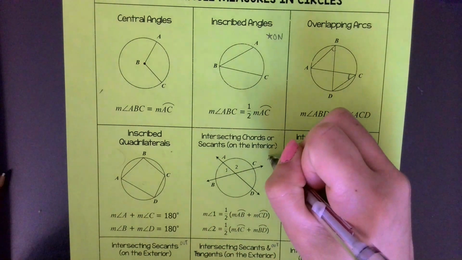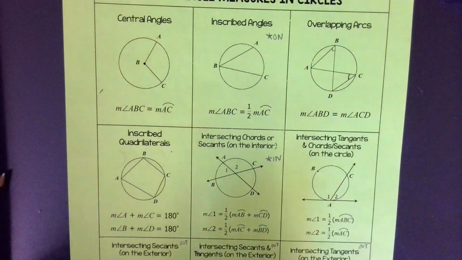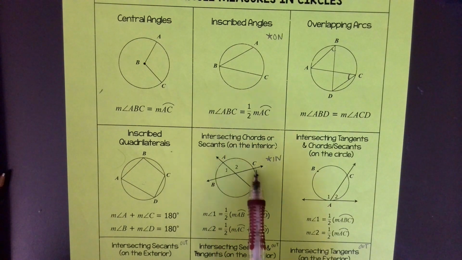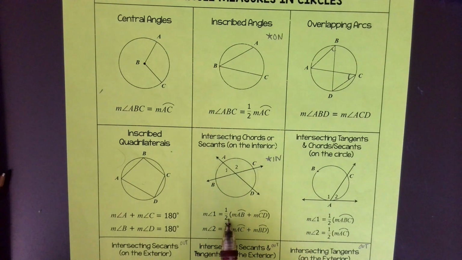So just to look here, let's see what to find angle 1. It says you're going to take half. So this intercepted arc plus that one, and take half of it. So essentially you're just dividing by 2. Now to find angle 2, you would add your arcs, AC plus BD, and then divide by 2, because you're taking half of it. So that's what we're going to do if it's in. Okay, so let's go back here.